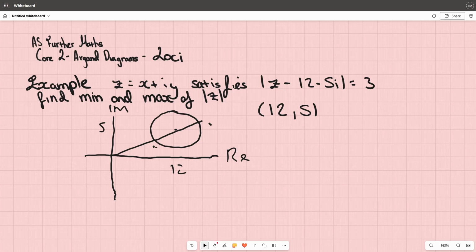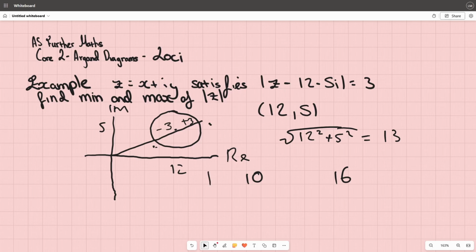So first we want to find the distance from the origin to the center of the circle. So the magnitude from the origin to the center is the square root of 12 squared plus 5 squared, and that is equal to 13. Then we can add and subtract 3, because 3 is the radius, and we know that there's a distance of minus 3 and plus 3 from the center on this line. So one value is 10 and the other value is 16. So |z| is equal to 10 or |z| is equal to 16.